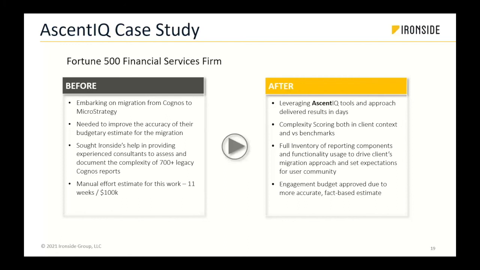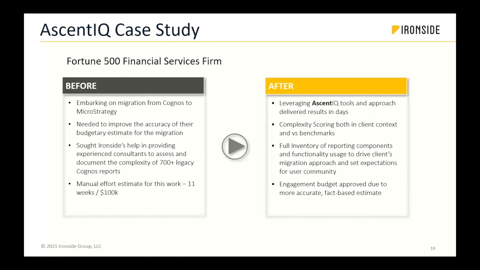So they came to us and asked us to provide some experienced Cognos consultants to assess and document the complexity of 700 of their Cognos legacy reports. We wanted to answer their request directly and give them an option of doing it manually as they asked. We said it's probably 11 weeks, $100,000 worth of work. But we also suggested that we had AscentIQ and could accelerate that process. Certainly they chose that option because it was faster and lower cost.